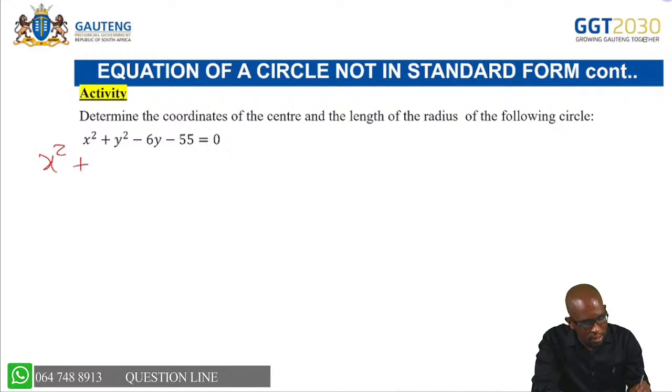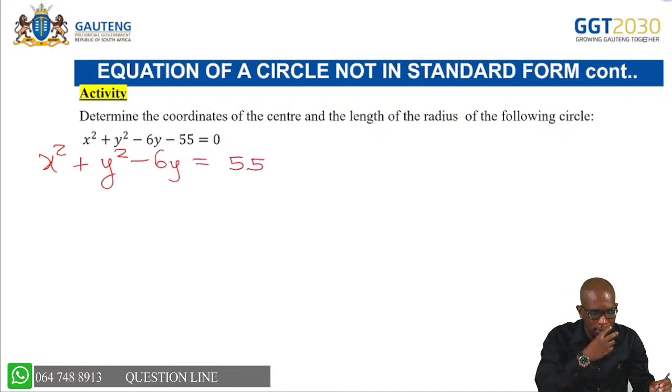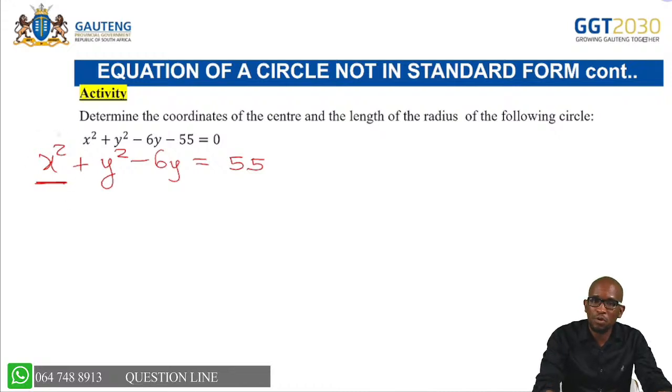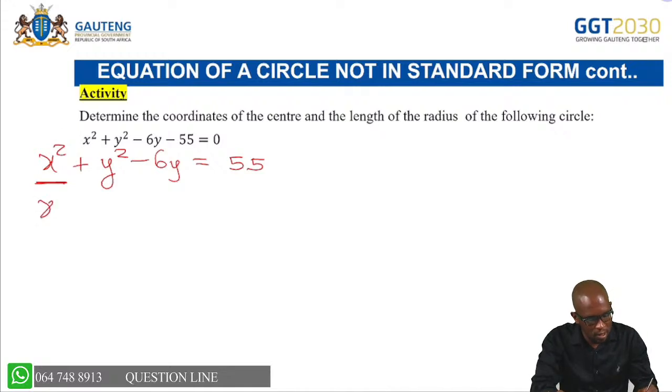Then for y, we have y squared minus 6y. We move the constant to the right hand side, we get 55. Now, because of this, you can see that x is already squared. There is no need for us to complete the square for this one because we don't have the bx value, or we don't have the value of b, which we can divide by 2 and square. So we'd leave this as it is.